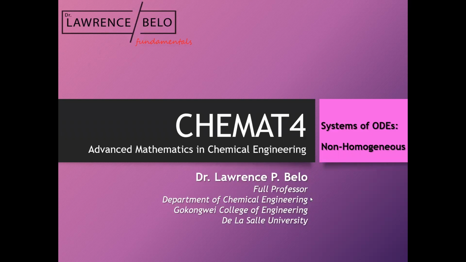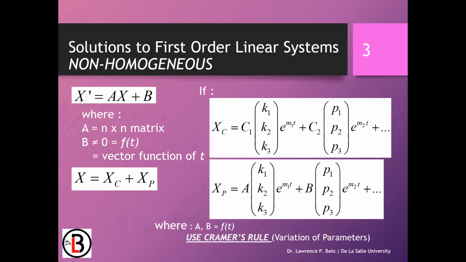So we are on the third lesson, basically systems of non-homogeneous. Last time I gave you something like this, the expression in which the derivative matrix is equal to the coefficient matrix times the variable matrix plus the B matrix, which is a function of t. If it's non-zero, it is non-homogeneous. If B is zero, it is considered to be homogeneous.